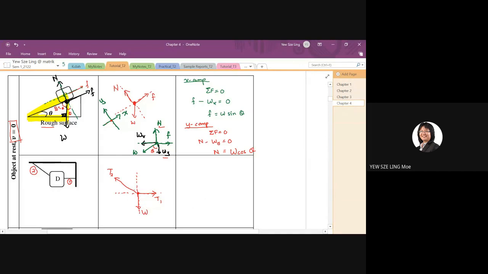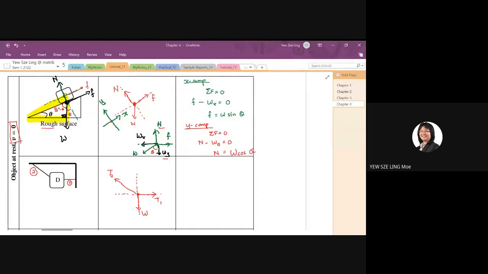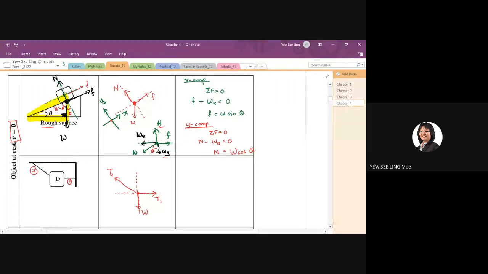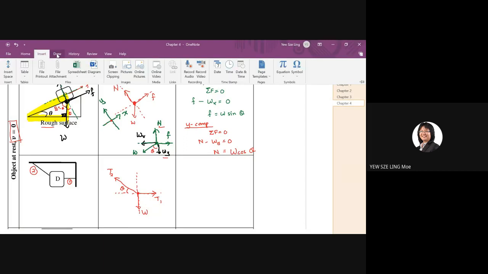It's up to you, because in this question you are not given any angles. So what should you do? You just put an angle here. It's up to you whether you want to put the angle on the x-axis or on the y-axis. So this is a complete free body diagram. This is a question without normal force, because the object is not in contact with any object.